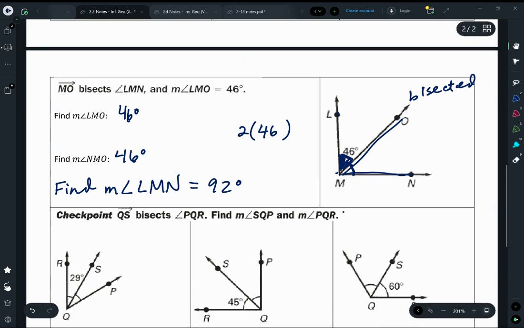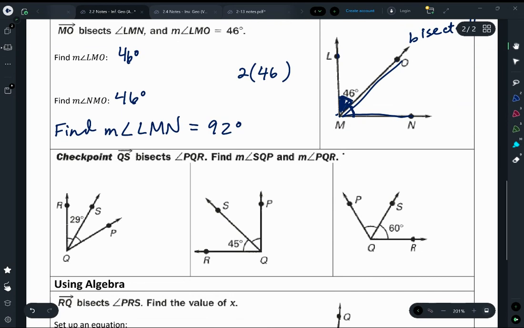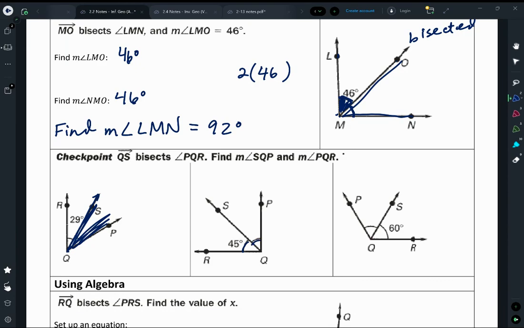So for the checkpoint problems here, you could go ahead and pause and try all three of them again. This is the same idea as the last one. We have a bisector for each, and we're asked to find SQP. So SQP is the angle that's not labeled, and PQR, which is the big angle. And on each of these, you're going to notice that these curves don't connect. So when they say 45, they only mean this angle right here that I'm highlighting. Or when they say 60, they only mean this angle right here. So go through, answer the questions. Pause me, and then we can check back together.